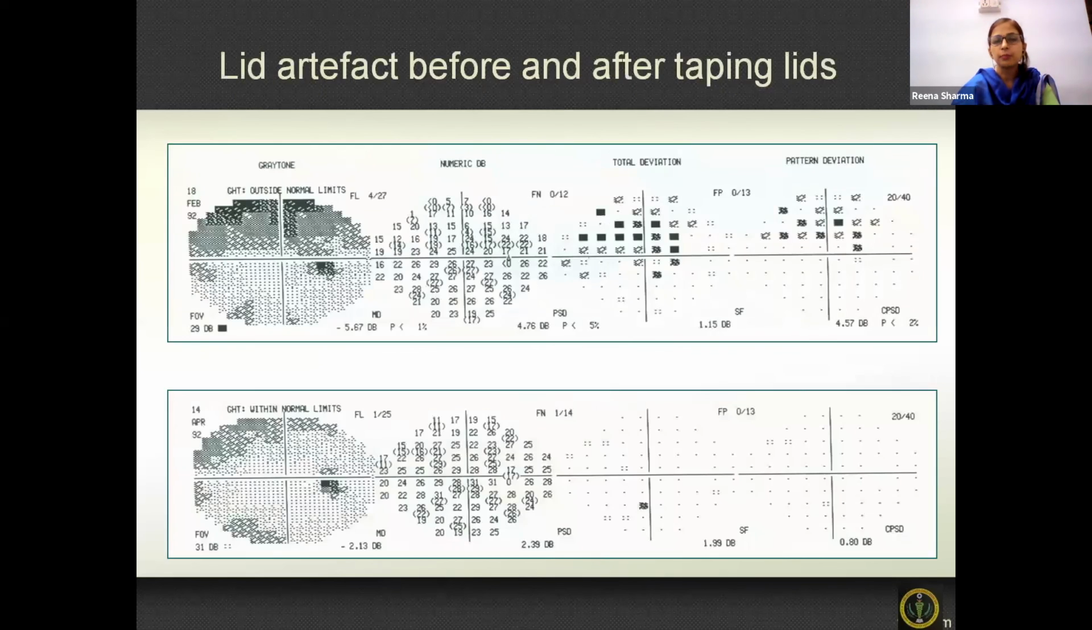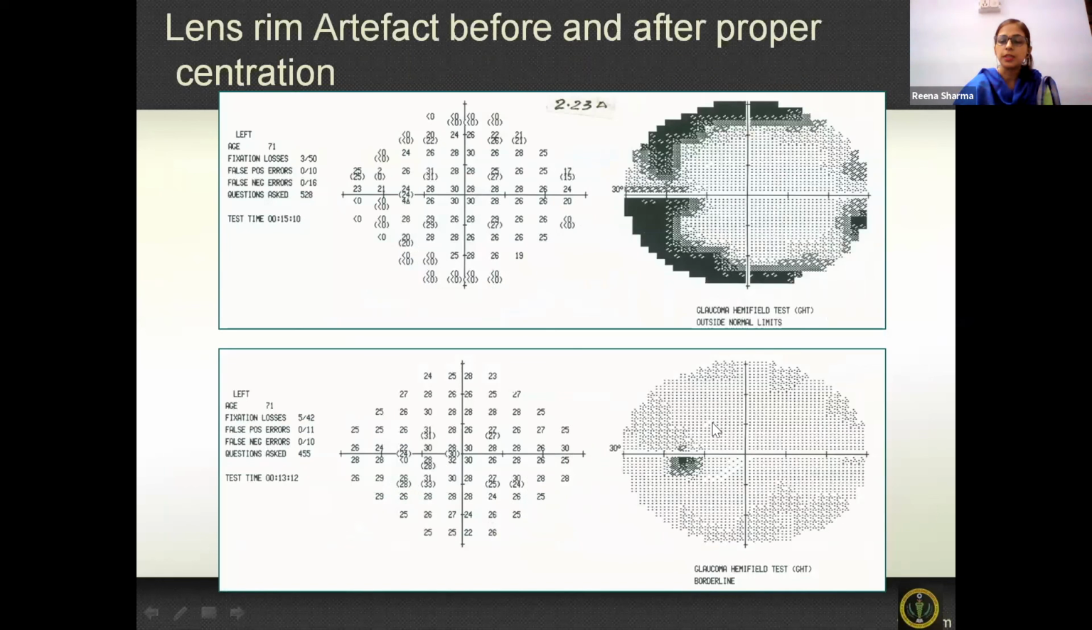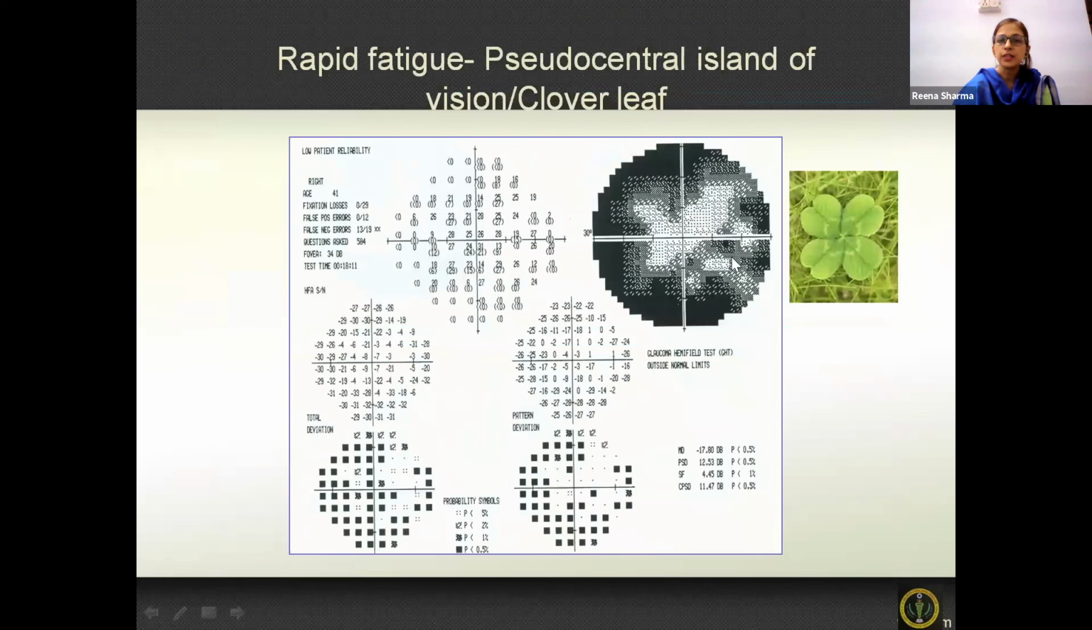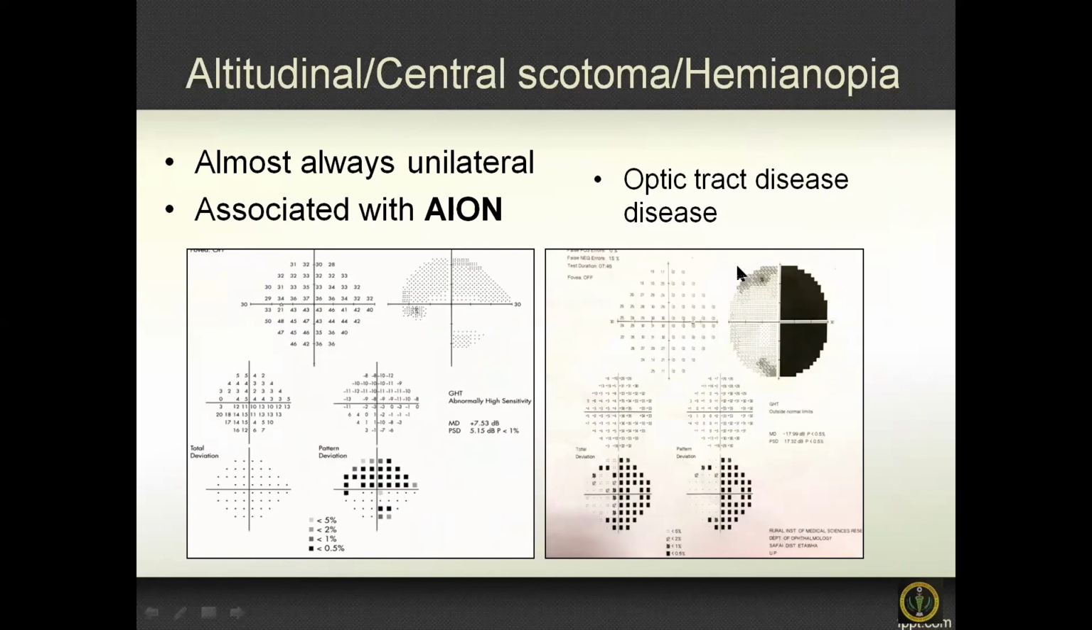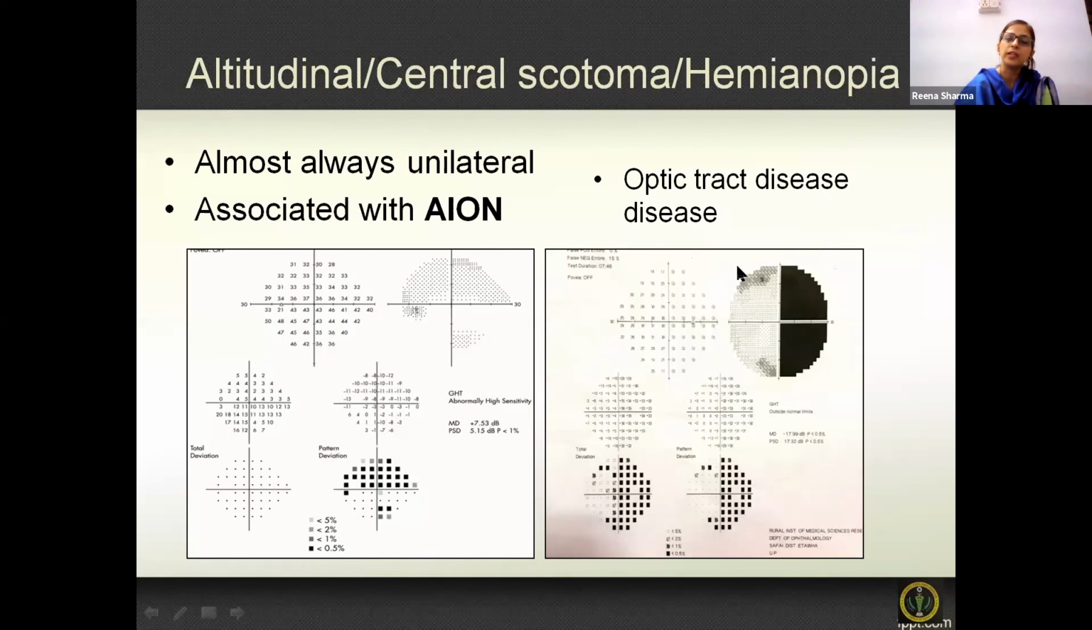This is an example of a superior field defect that disappeared after taping of the lids in a patient with ptosis. A rim artifact which disappeared after proper centration of the lens. A clover leaf defect, a pseudo-central island of vision, which is seen in patients with fatigue. This is a clover leaf picture for comparison. Altitudinal and central scotomas and hemianopic field defects are commonly neurological, so we should go back to the fundus and have a look.